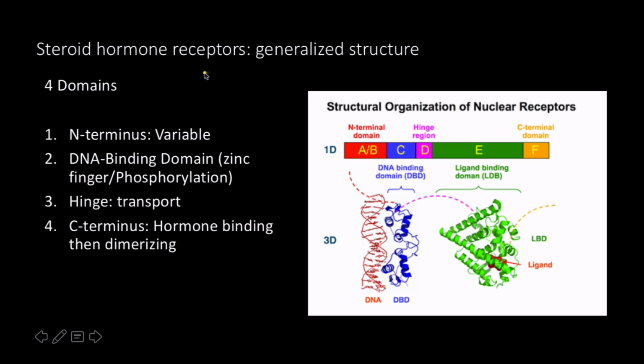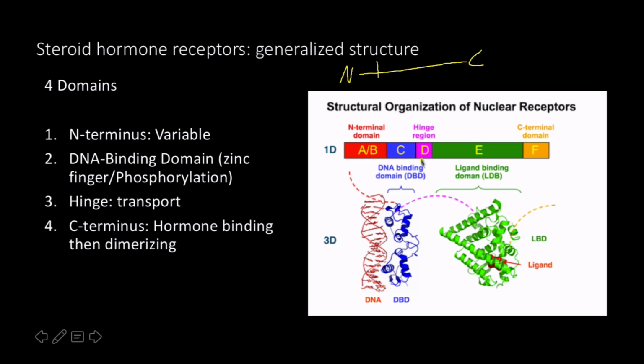There are 4 domains of a generalized steroid hormone receptor, and this consists of the N-terminus, which is the variable domain. The picture you're seeing down here is running from N to C. The N-terminus is the variable domain, which means it probably doesn't do anything. Next to that, shown here in blue, is the DNA binding domain. This consists of the zinc finger, and a zinc finger is a very important site of phosphorylation, which is a very important site of regulation.